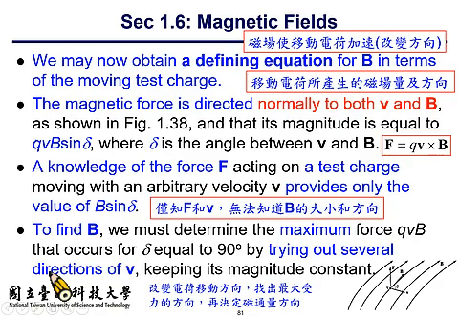So to find out the representation of B, we must determine the maximum force, which is QVB, that occurs when delta equals 90 degrees. And how do we find this? You can try out several directions of V to find out the maximum acceleration or maximum force.